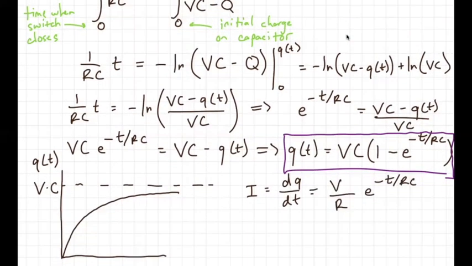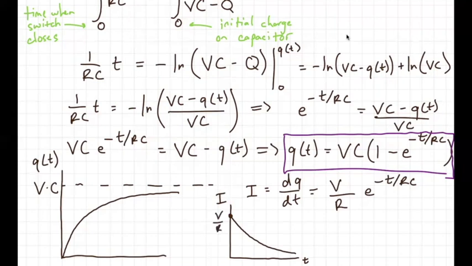I'm running out of space here. But what does this look like? This looks like just a normal decaying exponential that starts at its largest value when time is 0 and decays towards 0. So if I plot I versus time, we start at some maximum value, and then we just have a decaying exponential that goes down and asymptotes towards 0. The maximum value here for the current is V over R.